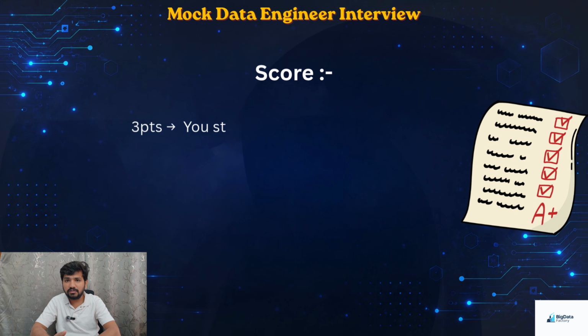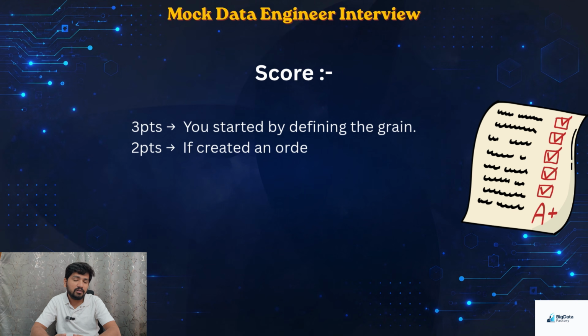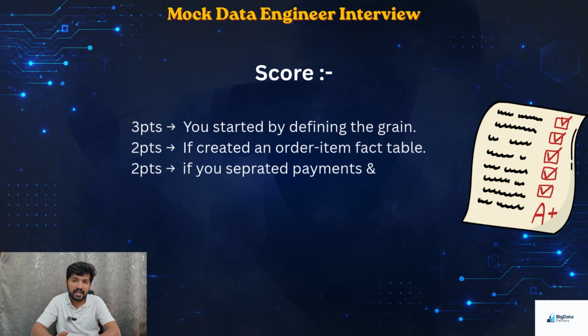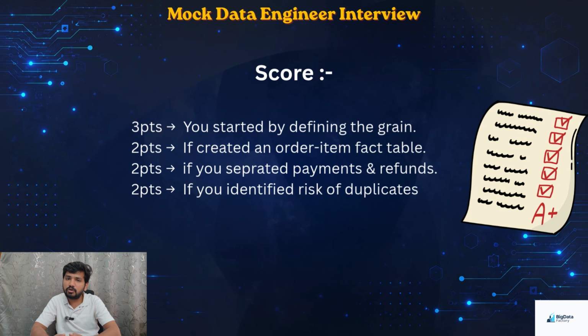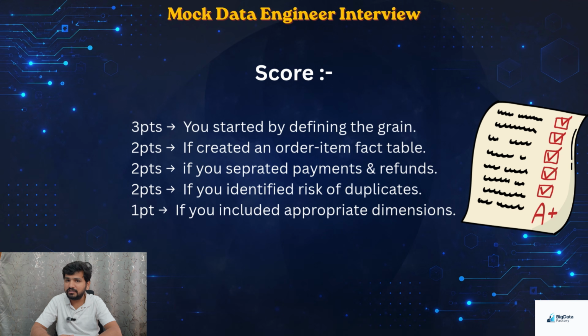Give yourself 3 points if you started by defining the grain. 2 points if you created an order item fact table. 2 points if you separated payments and refunds based on their own grain. 2 points if you identified the risk of duplicate records. And 1 point if you included appropriate dimensions.